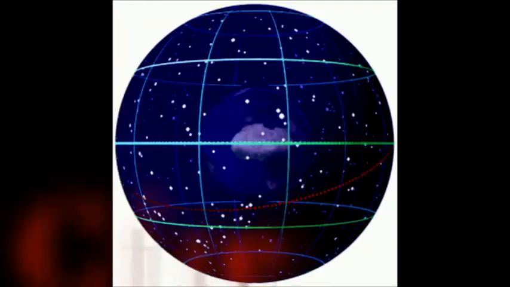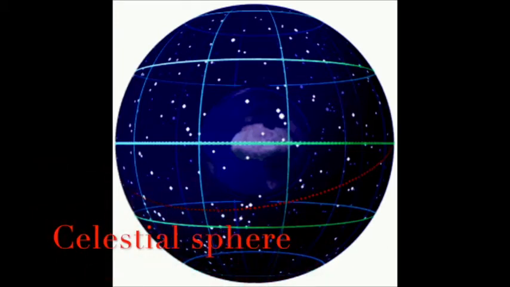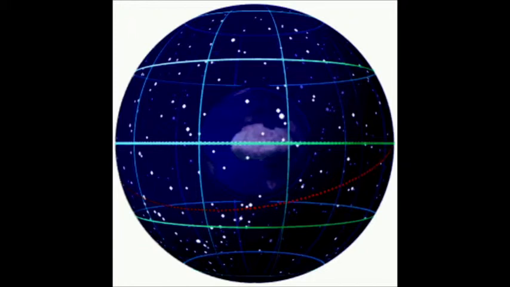The celestial sphere. The celestial sphere is an imaginary sphere of infinite radius against which celestial bodies appear to be projected. The Earth is considered to be located at the center of the celestial sphere. The Earth rotates on its axis from west to east, while the celestial sphere is fixed.